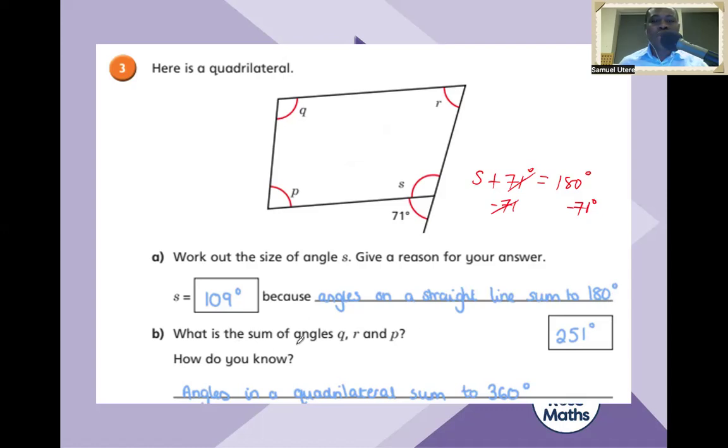Then you ask, what is the sum of angles Q, R, and P? Well, we know that this angle is 109 degrees. So the sum of the angles in the quadrilateral is 360 degrees. So if we do 360 degrees minus 109 degrees, that will give us 251 degrees. Why? Angles in a quadrilateral sum to 360 degrees.